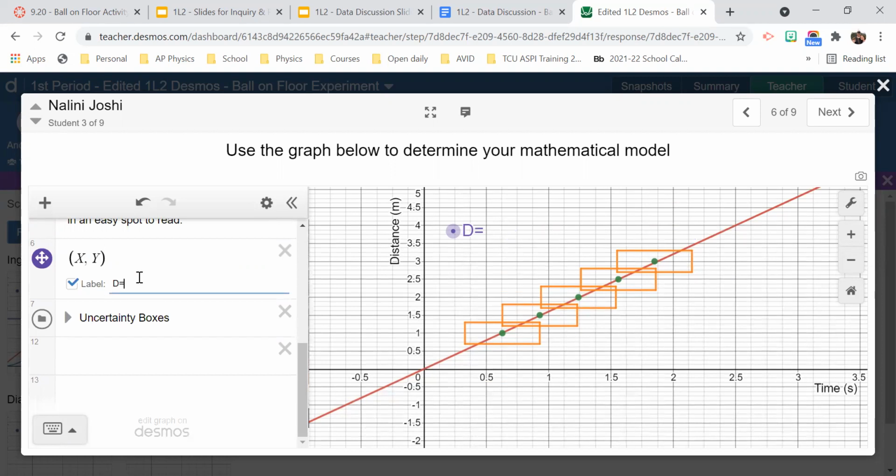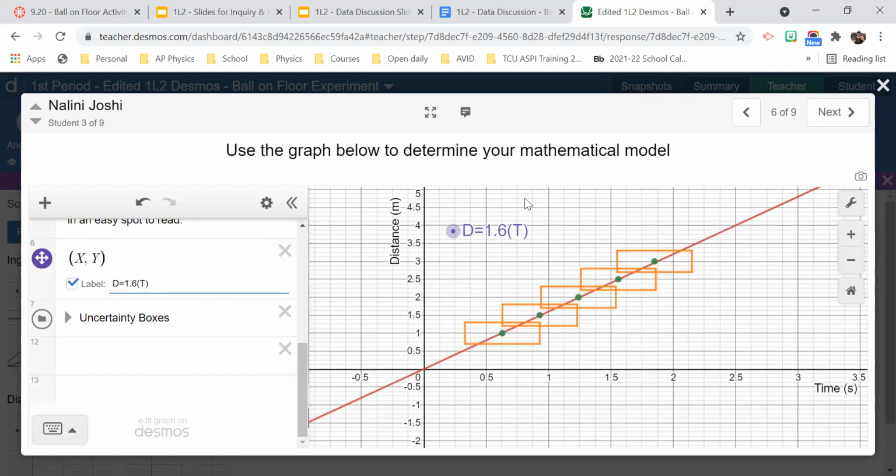Oh, man. You don't have to do the parentheses. I'm just a weirdo about that. Sorry. So our distance is going to be equal to 1.6 times the time that it's rolling. All right.